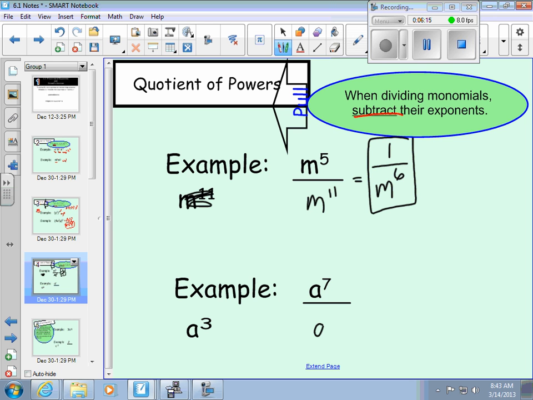Same thing on the second one. We've got a to the 7th over a to the 3rd power. We can cancel again. Here, 3 a's would cancel. 7 minus 3 is a to the 4th power.